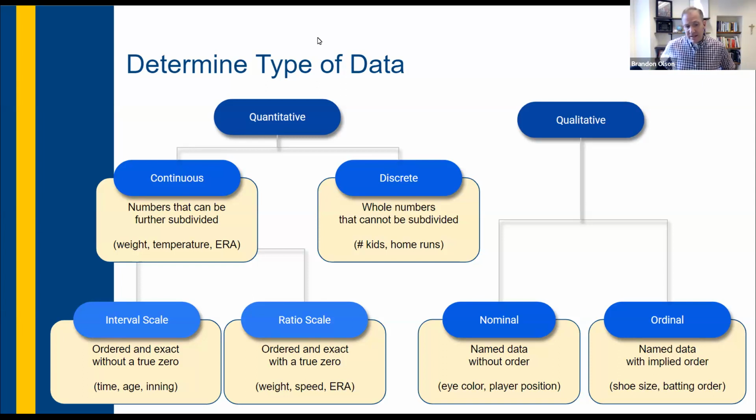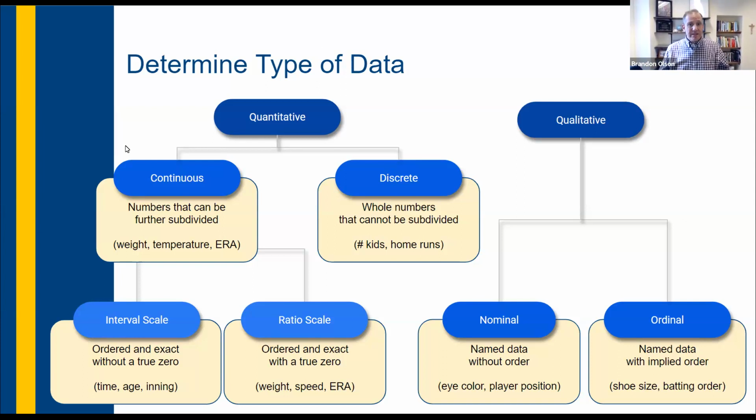Ratio scale is going to have a true zero. And it's another continuous variable, but it has a true zero, such as weight, speed, earned run average. All those can have true zeros. So it's important to understand the type of data that you're working with, and that will help you partially understand what plots you're going to use, but also how to represent that data on the plot.